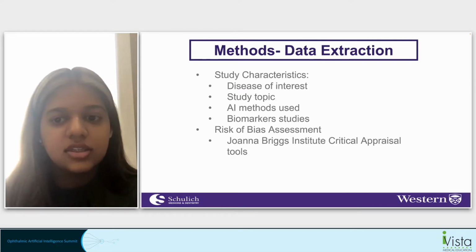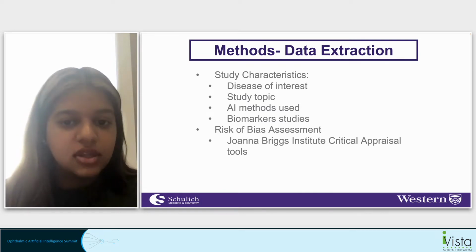Data was then extracted to encompass all available information related to study characteristics, including disease of interest, study topic, AI method used, and biomarkers studied. A risk of bias assessment was also conducted.